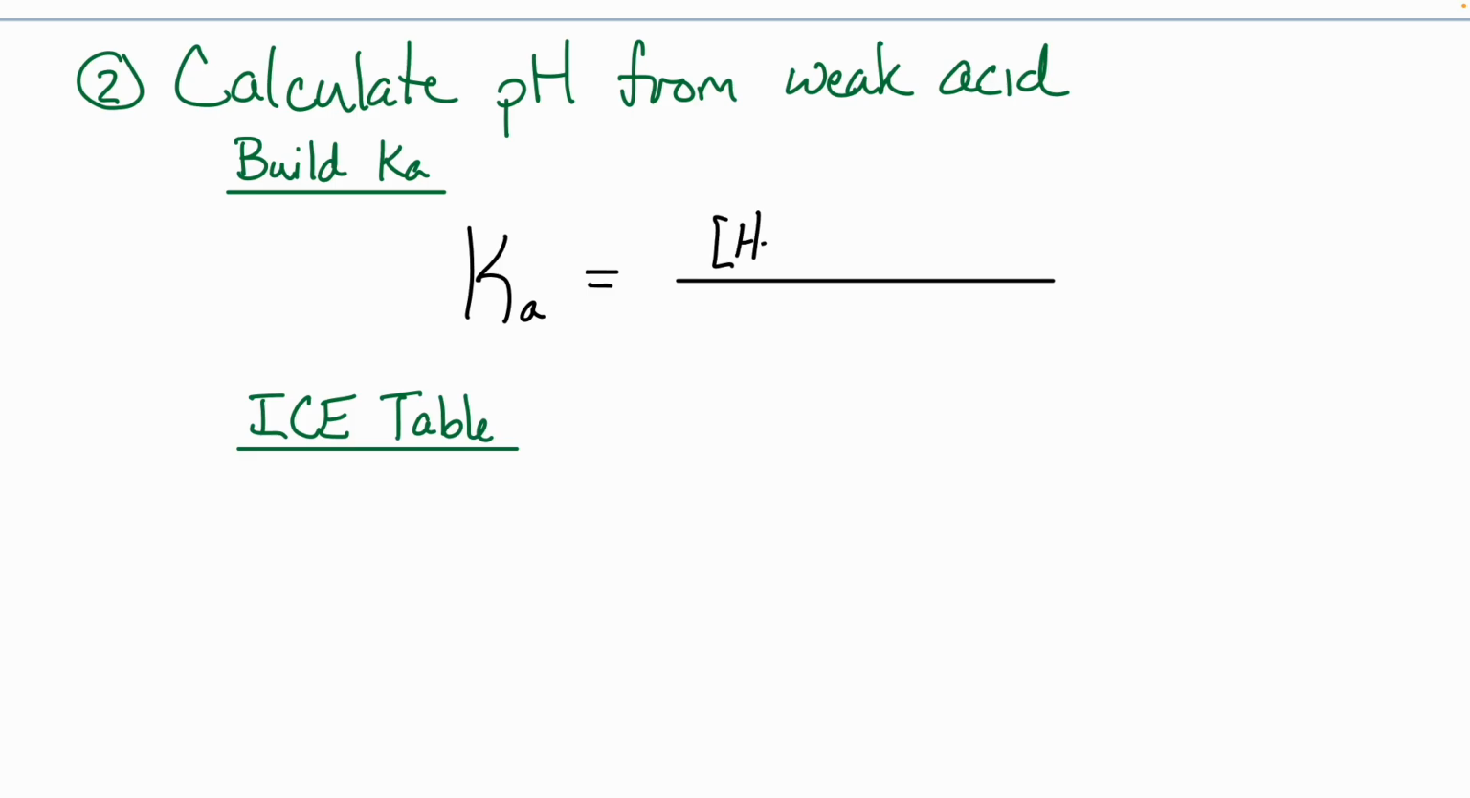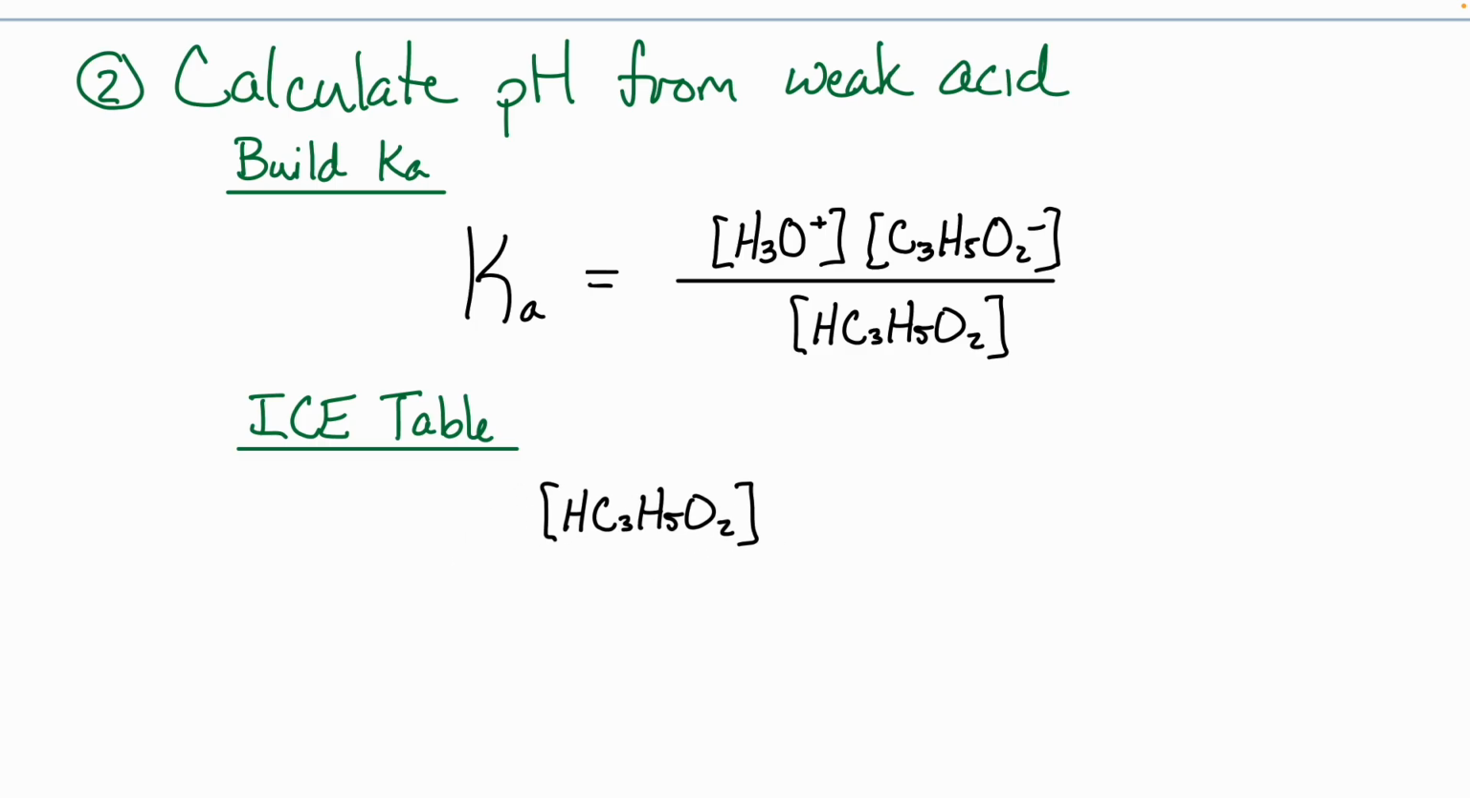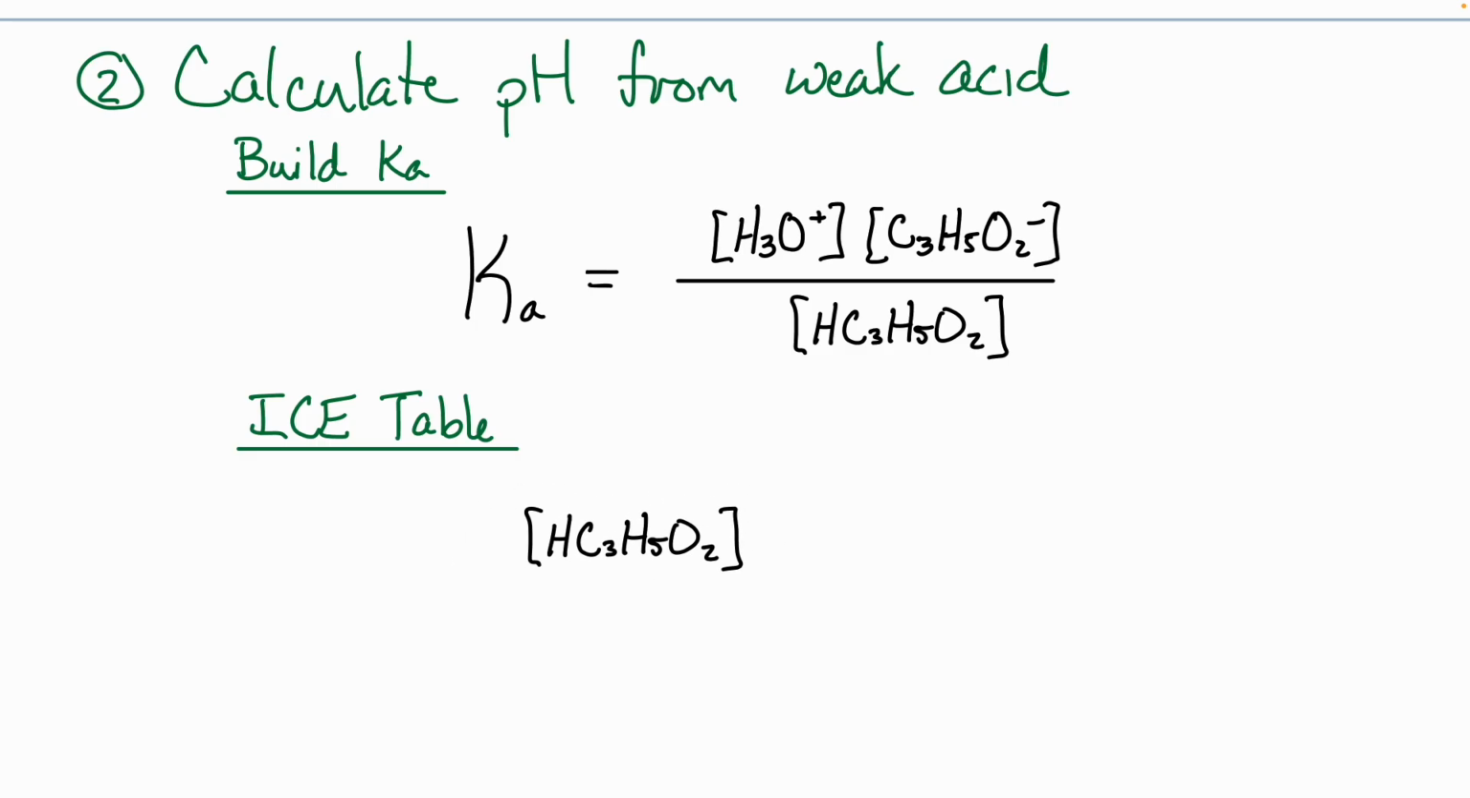All right, my Ka are my products, that hydronium and that conjugate base, over my reactant. And I get to omit my water since that's that pure liquid. It's not going to appear in my equilibrium expression. And then I'm going to build an ice table.